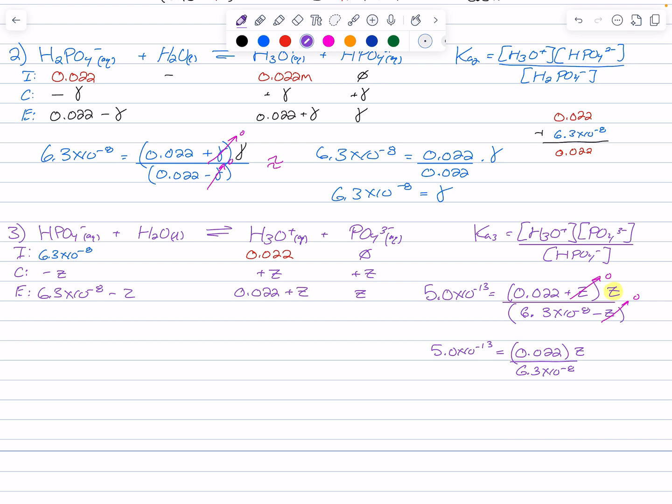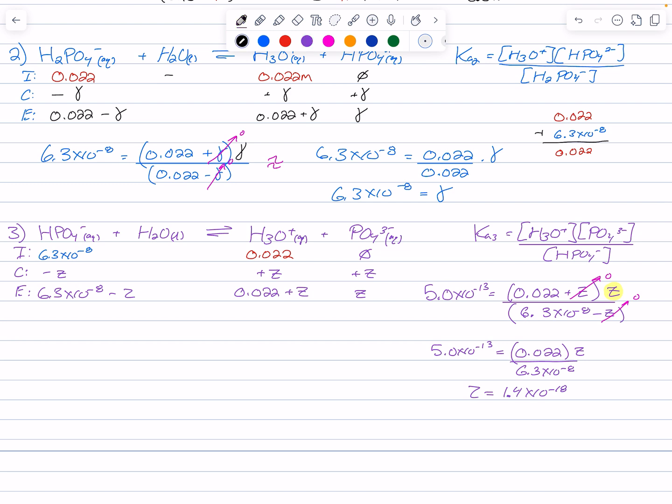All right, so let's do the math. 5 times 10 to the negative 13 times 6.3 times 10 to the minus 8 divided by 0.022. I think I did that right. And I got 1.4 times 10 to the negative 18th. Which is really, really, really small. All right, so now we have all of our numbers.